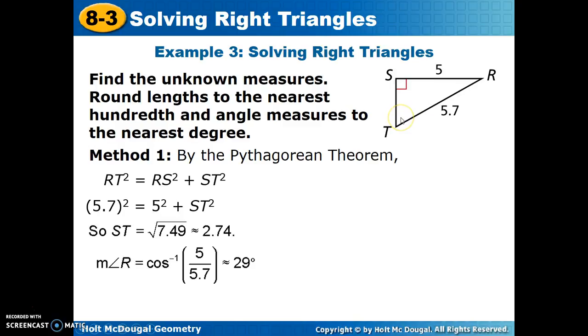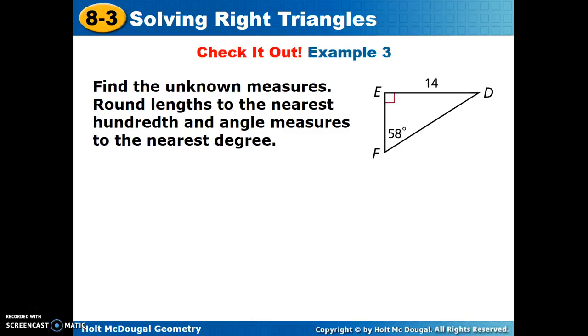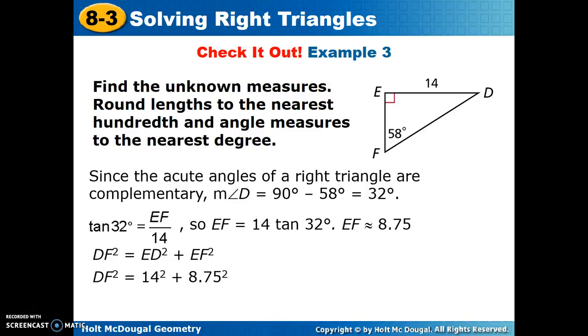What does angle T have to be? 90 minus 29 is 61 degrees. Excellent. So I'll just put these up. I know this video is a bit long. There's multiple ways you could go about this, but there's the answer there.